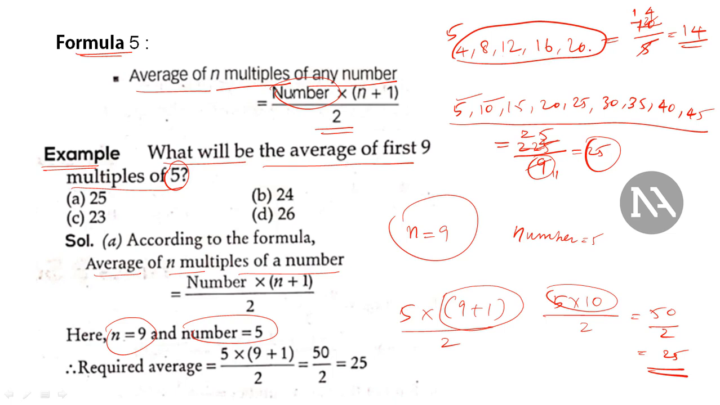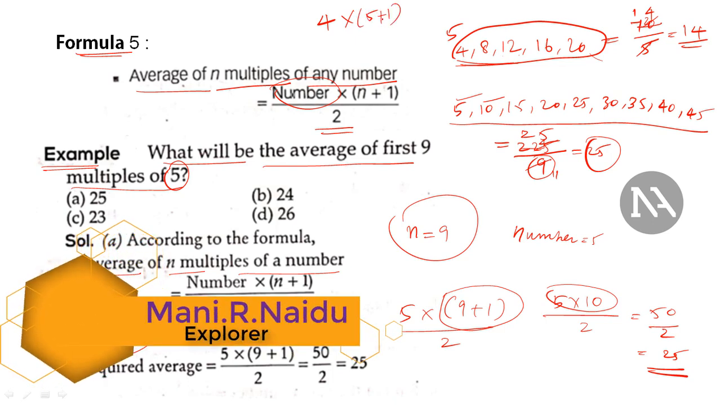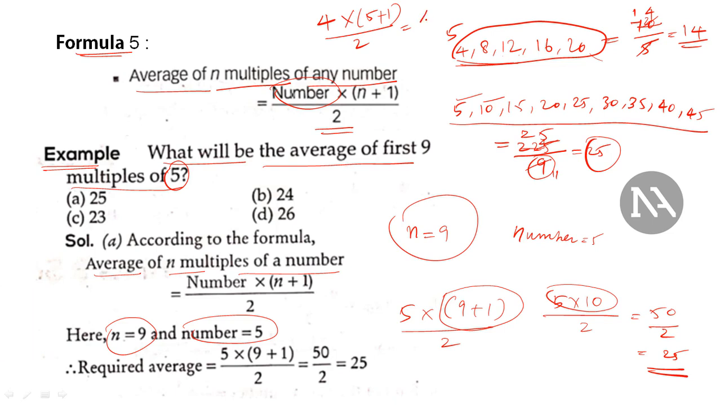Instead of doing it in this way, I can easily find out the average for this sequence using this formula. Here the number is 4, multiplied by (how many numbers? 5 numbers) 5 plus 1, divided by 2. So it is 4 into 6, then divided by 2. 1 2s are 2, 2 2s are 4. So 2 into 6, that is 12. So instead of finding the average in this way or this way, we can easily use this formula to find the answer.